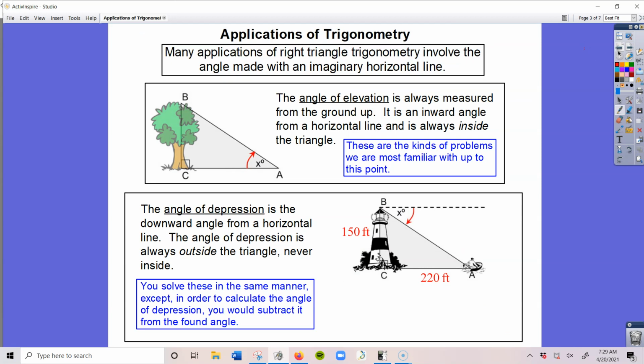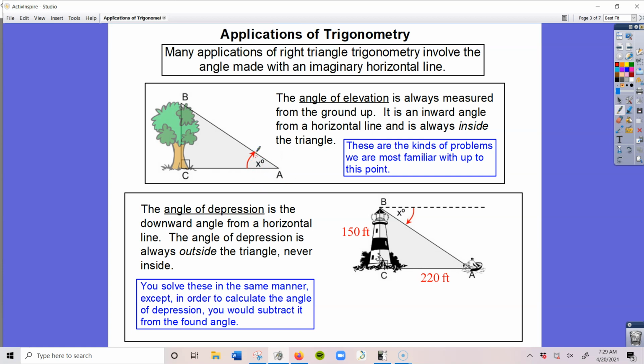Now let's look at how to read some word problems. Before we get into an actual word problem, we need to be able to distinguish between what's called the angle of elevation and the angle of depression. The angle of elevation is always measured from the ground up. It is the inward angle from a horizontal line and is always inside of the triangle. These are the kinds of problems that we are most familiar with up to this point.